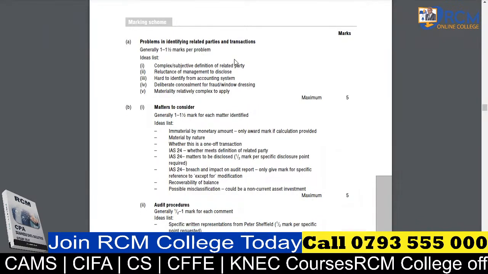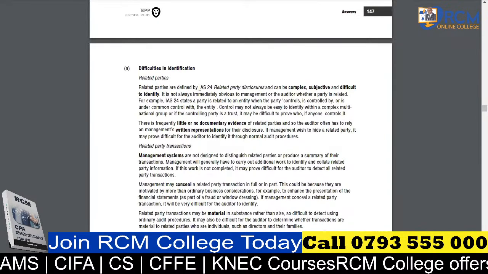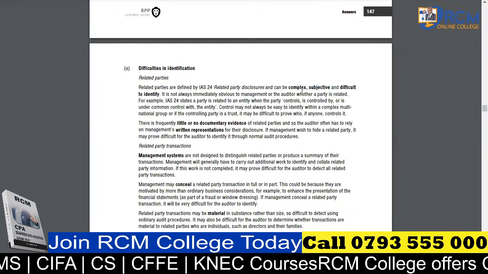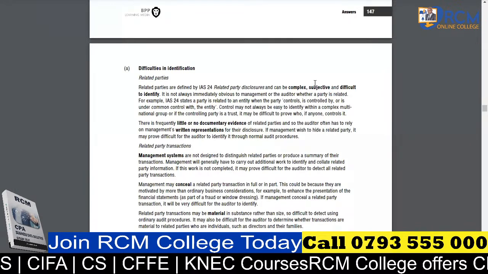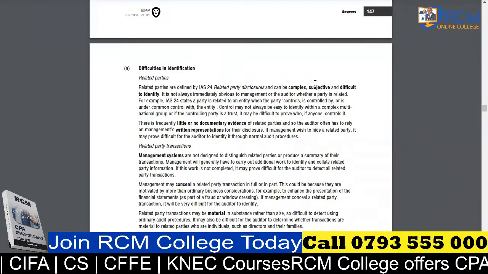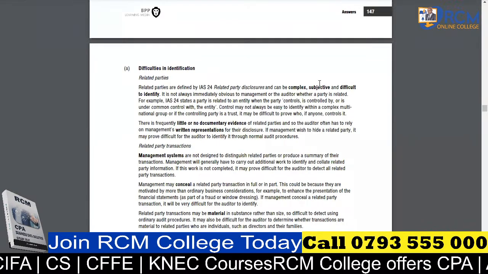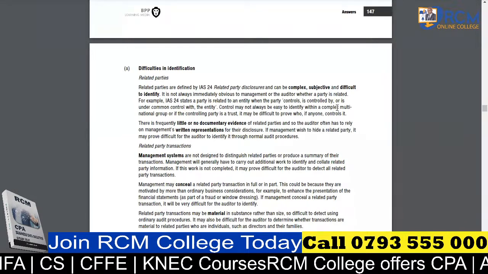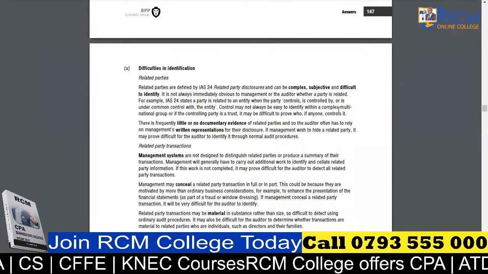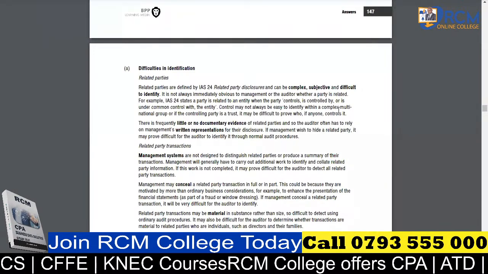So after reading the short points, you read the explanation. Related parties are defined by IAS 24, Related Party Disclosures, and can be a complex subject and difficult to identify. It's not always immediately obvious to management or the auditor whether a party is really related. For example, IAS 24 states that a party is related to an entity when the party controls, is controlled by, or is under common control with the entity. Control may not always be easy to identify within a complex multinational group, or if the controlling party is a trust, it may be difficult to prove who, if anyone, controls it.